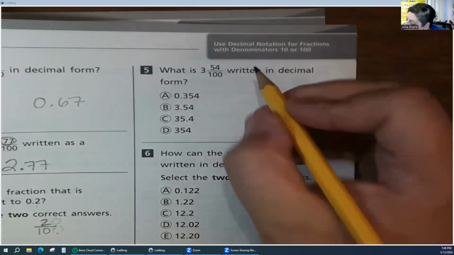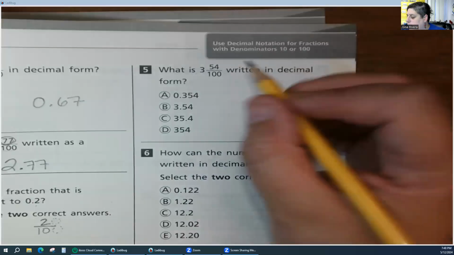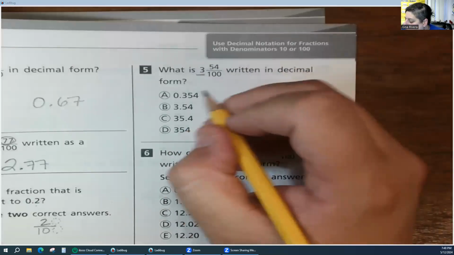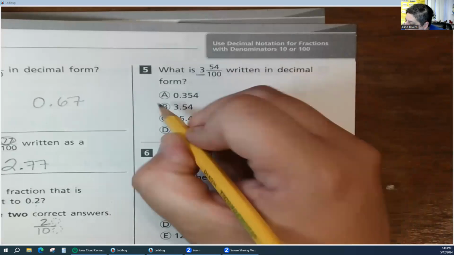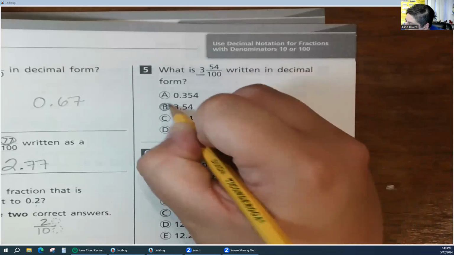explain it again. Now, what is 3 5,400 treated as a decimal? Here are my whole dollars, so it's 3 whole dollars and 54 cents. Here's 3 whole dollars and 54 cents.